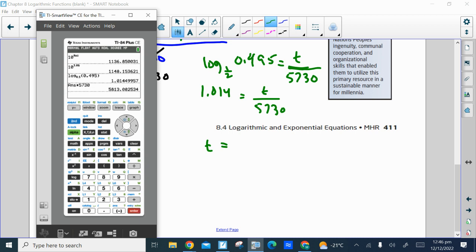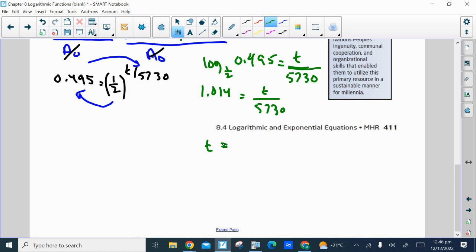And so it's actually 5,813 years old. So it doesn't ask us to round it to, so let's round it to the nearest year, approximately 5,813 years old.